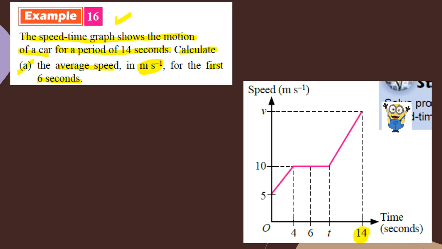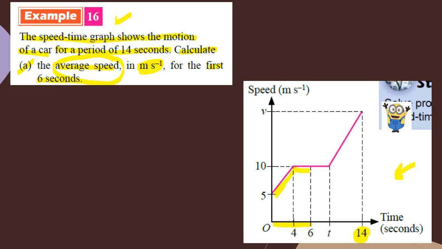Okay, let's look at the graph here. Average speed in meter per second for the first 6 seconds. So we find where the first 6 seconds is. This is 6. The first 6 seconds will be from 0 to 6. So this is the graph for the first 6 seconds, up to here.